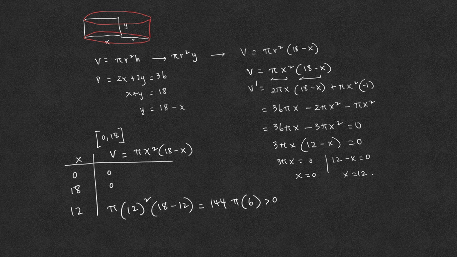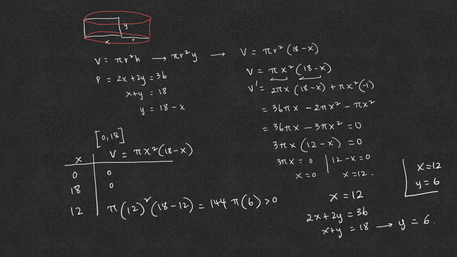What values of x and y give the largest volume? When x is 12. But if x is 12, then 2x plus 2y equals 36, x plus y equals 18, so y needs to be 6. With x equals 12 and y equals 6, the rectangle will give us the largest volume of the cylinder if we were to revolve this rectangle around to form the cylinder.